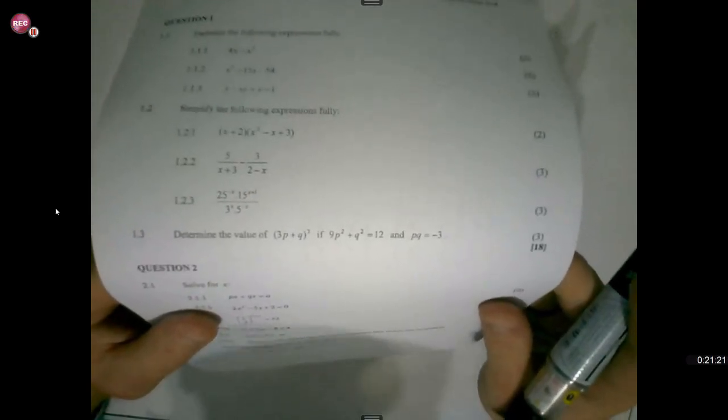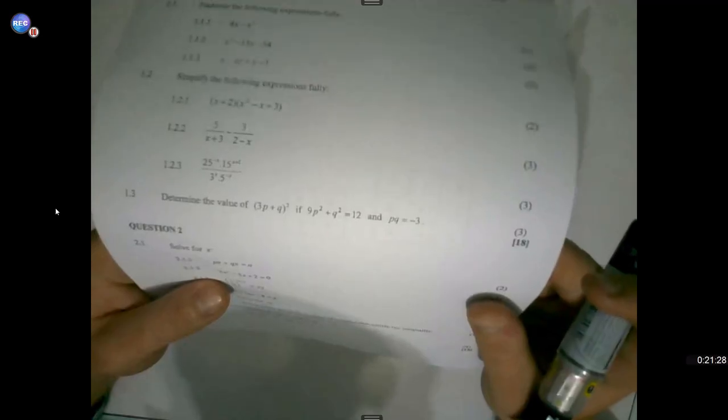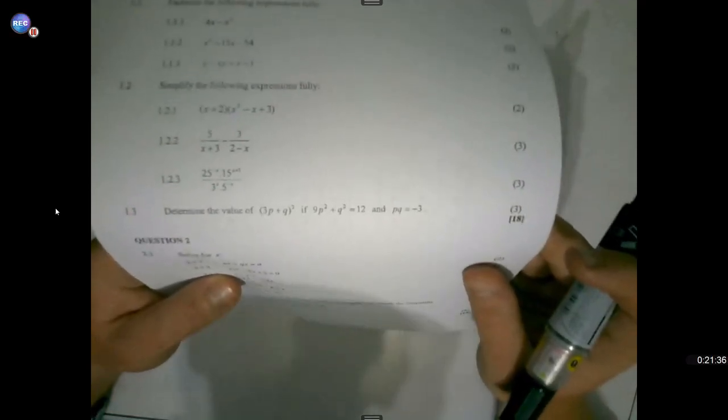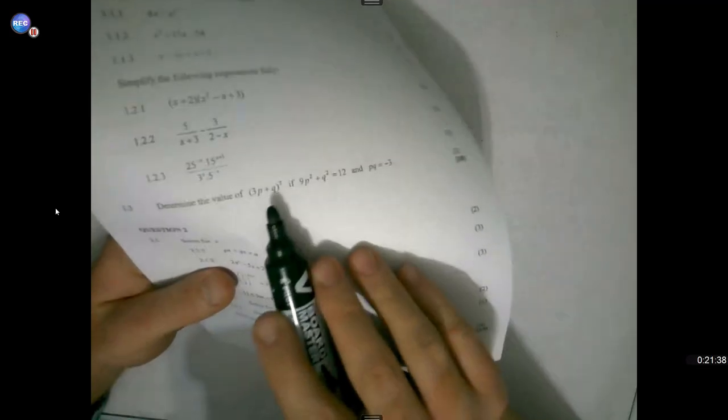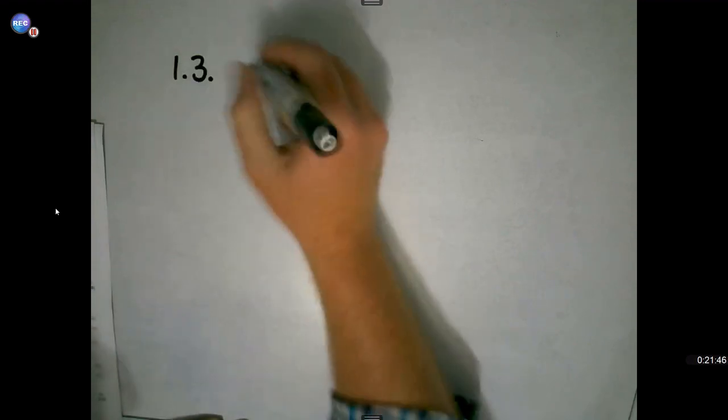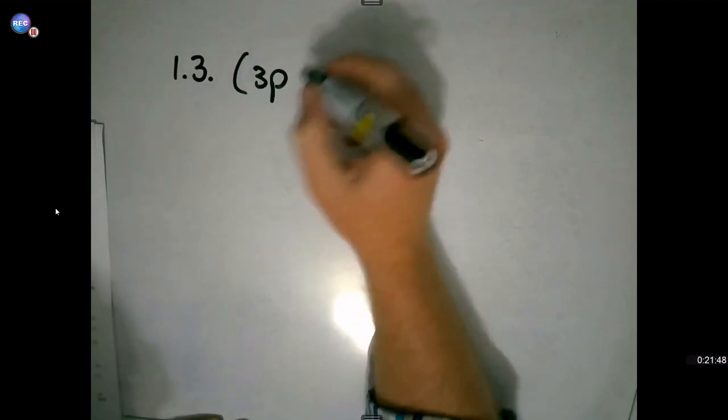Question 1.3. It says determine the value of, and then they give you the sum, if that is equal to 12 and then PQ is equal to negative 3. Okay, first things first, we need to write down this expression over here. So 1.3, here we go. So 3P plus Q squared.